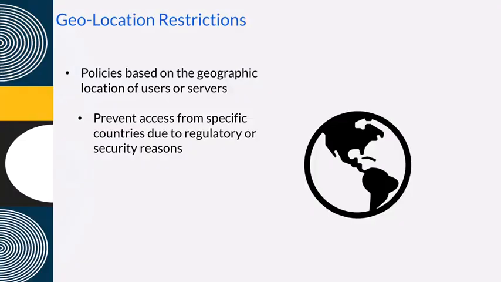Geolocation restrictions are like virtual border controls. They allow you to create policies based on the geographical location of the user or servers. This is particularly useful for organizations that want to prevent access from specific countries due to regulatory or security reasons.